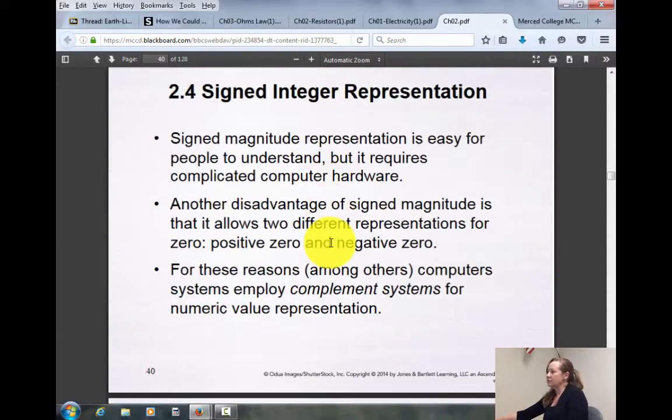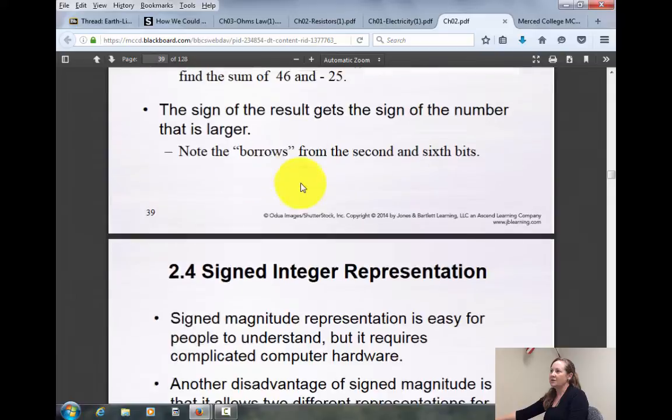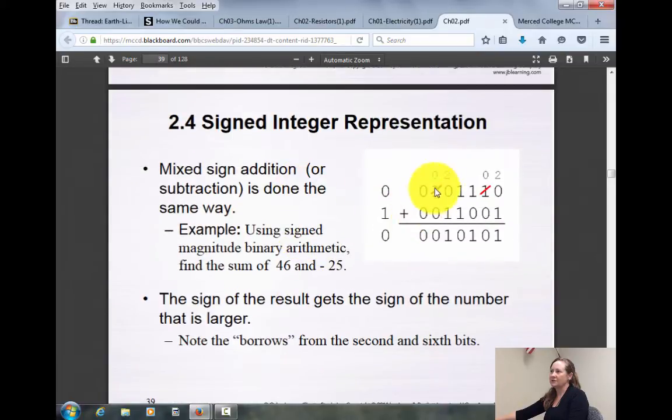All right. So sign magnitude representation's pretty easy for people to understand, but it requires complicated computer hardware. So you could see that, in the early days, they said, oh, maybe we could use sign magnitude. They tried to implement it in hardware, but then they had to do this borrowing thing.